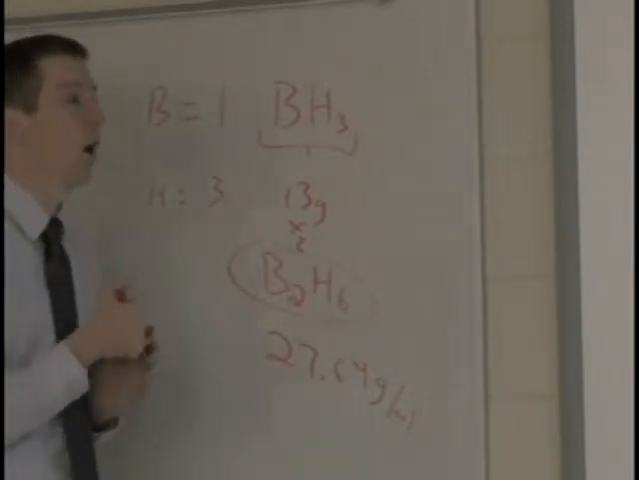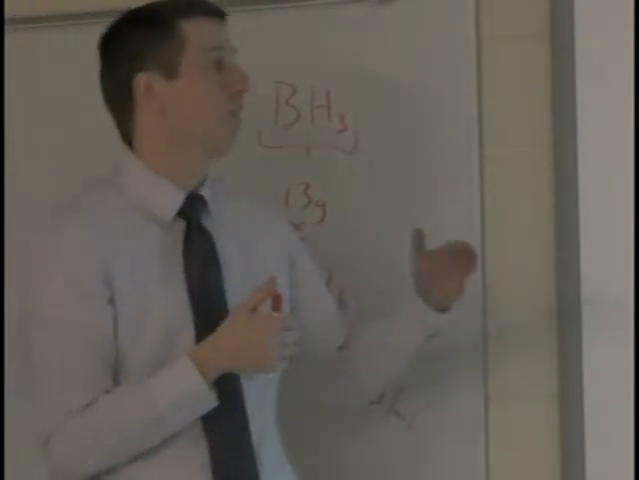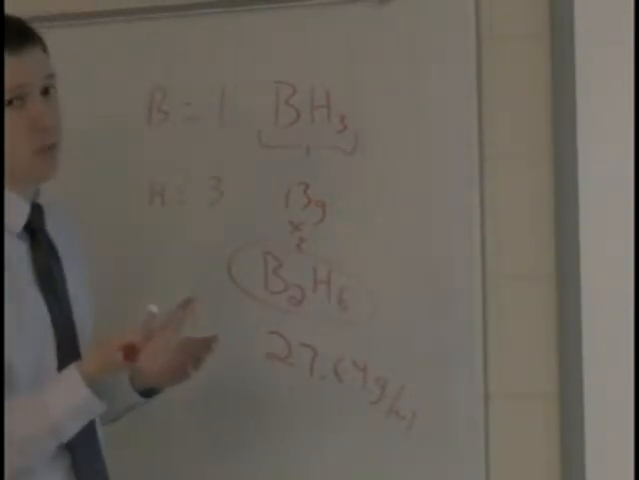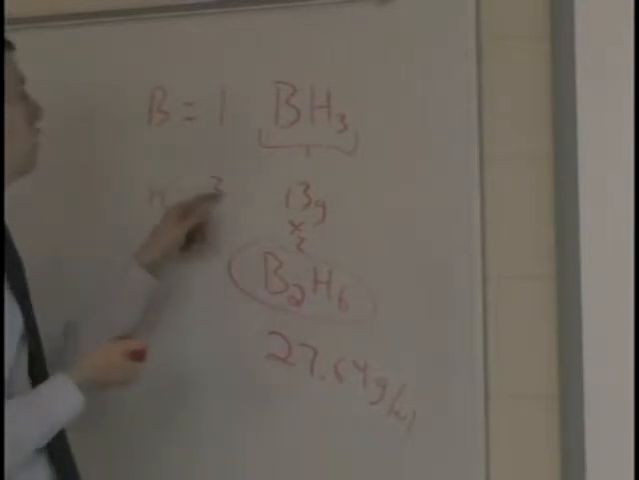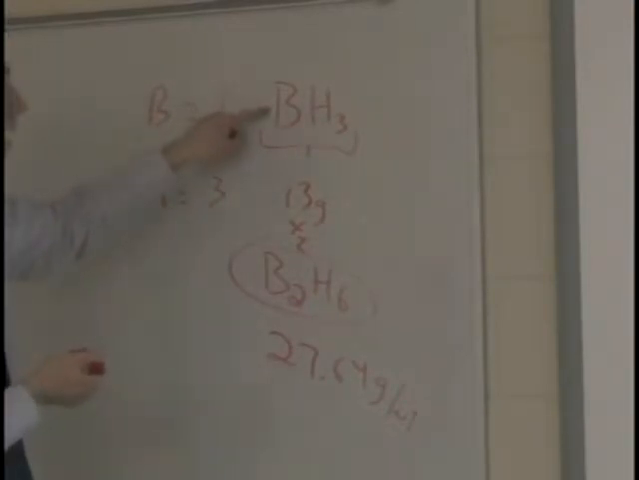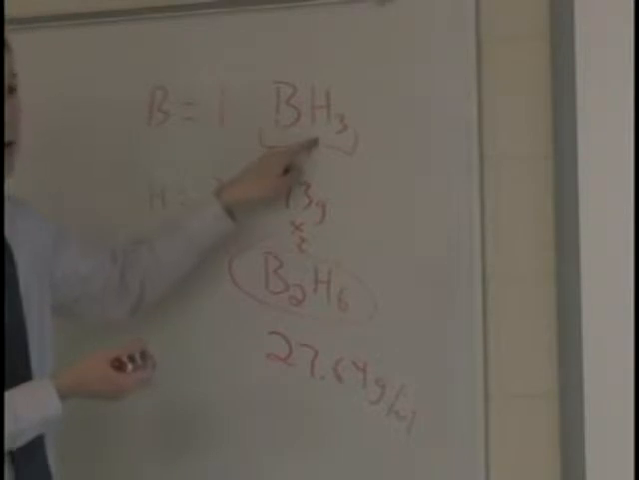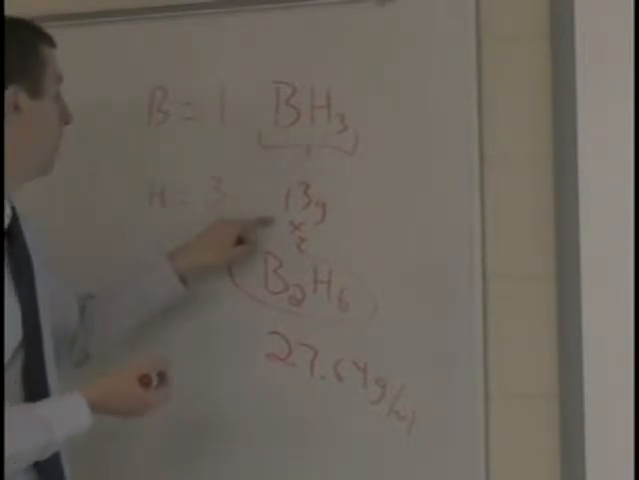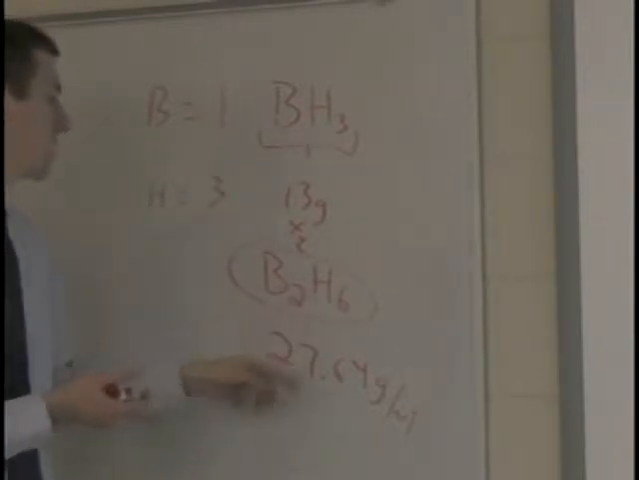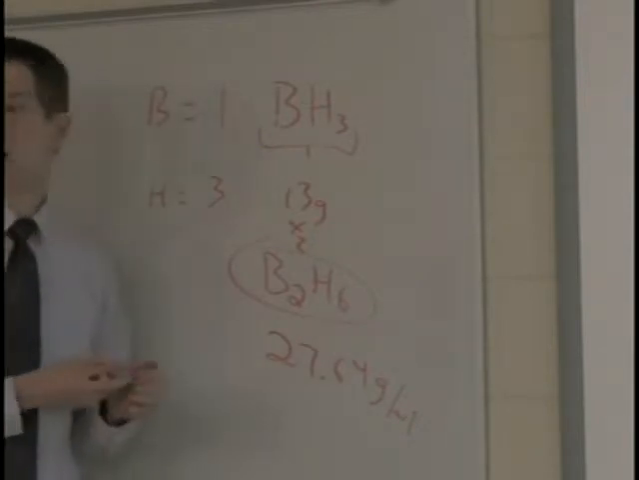Once again, what we did is we converted our grams into moles. Then we divided by the smallest number of moles to get a whole number ratio. That was this step here. The second part of the problem, though, says that the molar mass is around 30 grams. So it couldn't have been this, because this is only around 13 grams. But by multiplying this by 2 to give me B2H6, that does give me my final answer there.